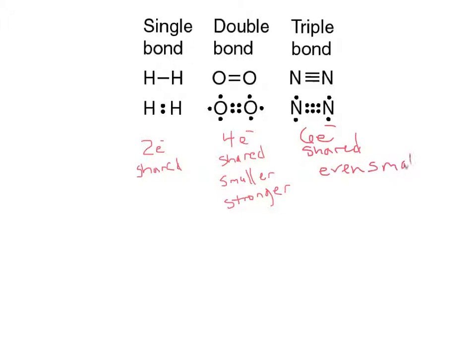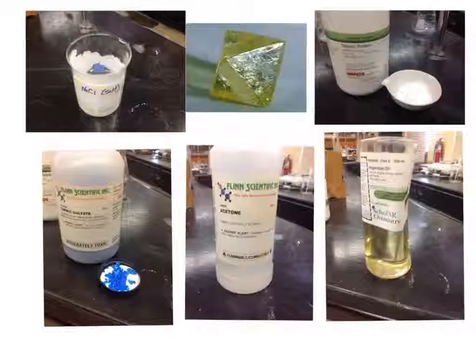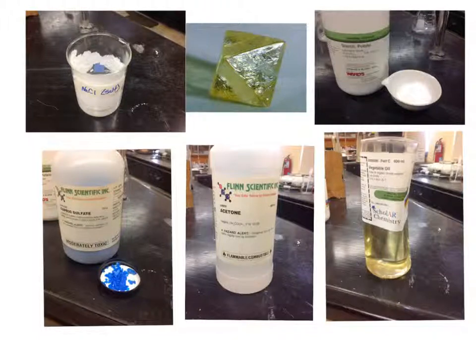So that's the types of bonds. And now, if I believe I'm right, we're going to take a look at the different types of compounds, ionic and covalent, next to each other. Okay, so I was right this time.